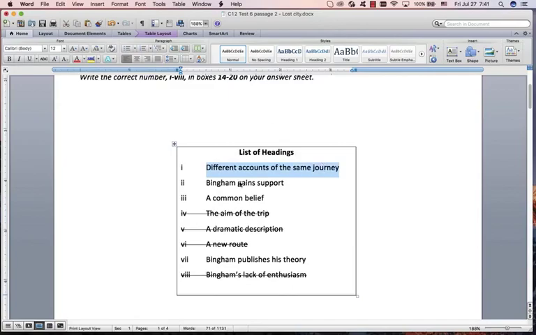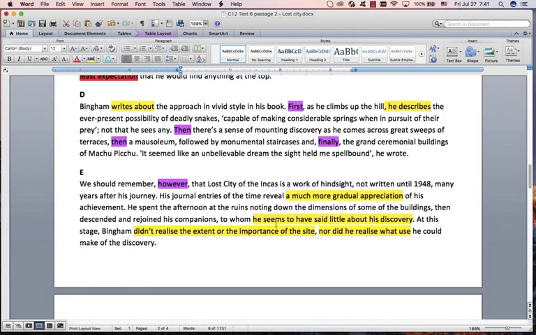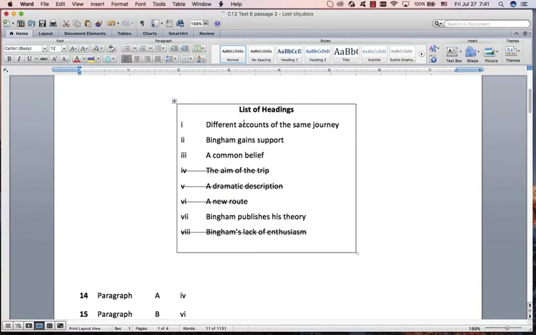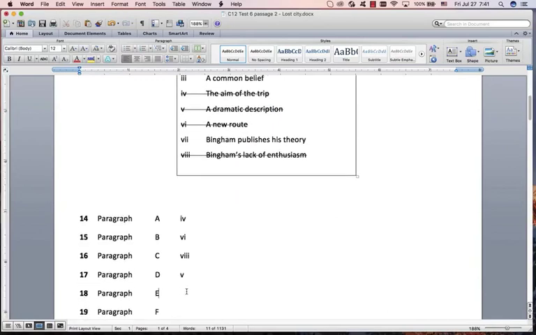Different accounts of the same journey. It's a difficult heading. I would have said the heading is that he didn't realize the importance. But they say at the time he didn't realize the importance, and then in his book he did realize the importance, I think. So it's two different stories about the same event of when he discovered these ruins. A very difficult paragraph. Paragraph is not too difficult, but they made the heading really difficult. So we would have to just go with number 1 for E. Maybe that one you can come back to later.